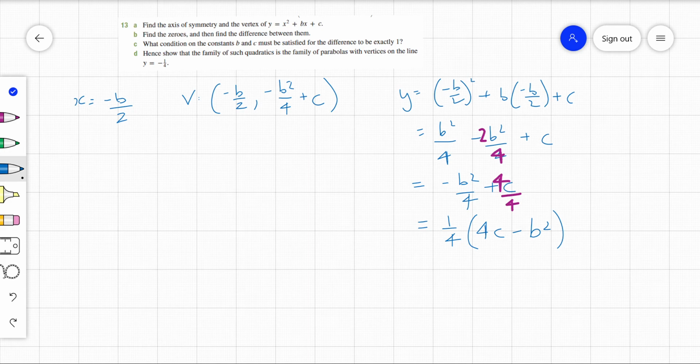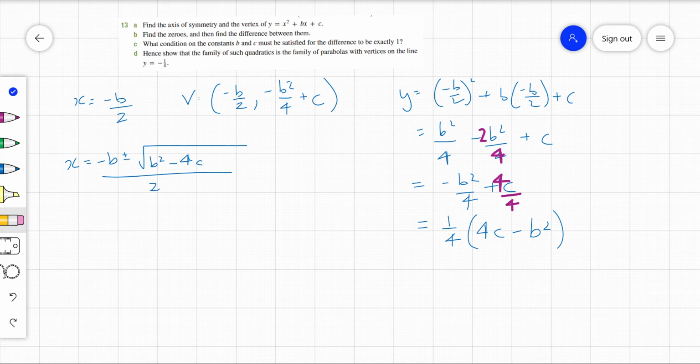All right, so finding the zeros, we need the quadratic formula. So negative b plus or minus the square root of b squared minus 4ac, and a is 1, on 2a, and a is 1. So we get that. Again, we know the axis of symmetry because it's going to be that part. And then we've already got find the zeros, then find the difference between them. All right, so we don't really need to do that.